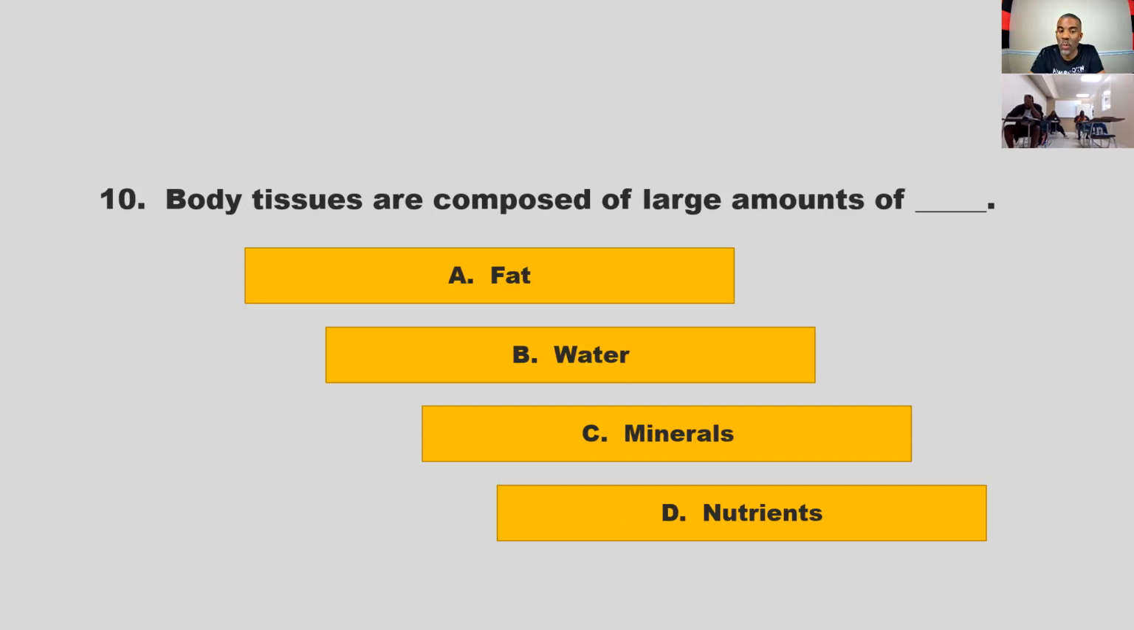Body tissues are composed of large amounts of what? Is it fat, water, minerals, or nutrients? B. Say it one more time? B. And that is correct.